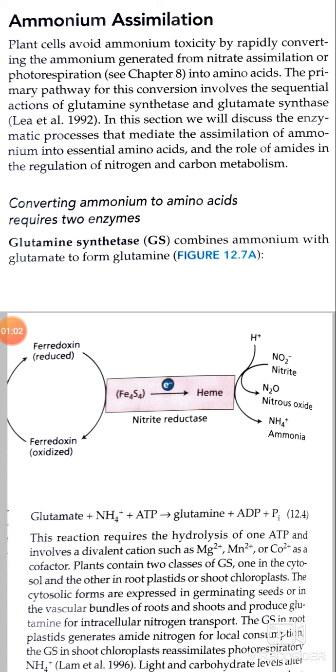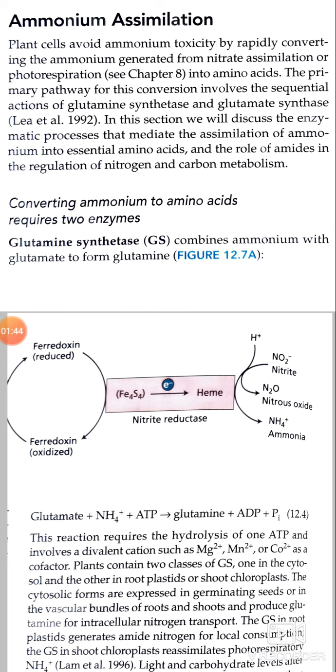We will discuss the enzymatic processes that mediate the assimilation of ammonium into essential amino acids and the role of amides in the regulation of nitrogen and carbon metabolism. Converting ammonium to amino acids requires two enzymes. Glutamine synthetase, GS, combines ammonium with glutamate to form glutamine.